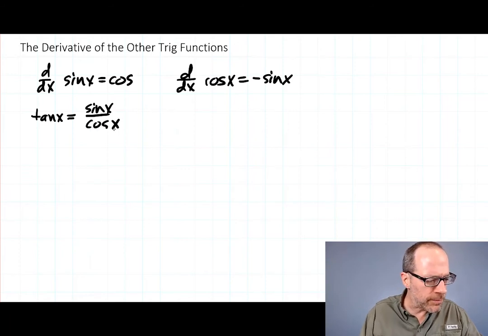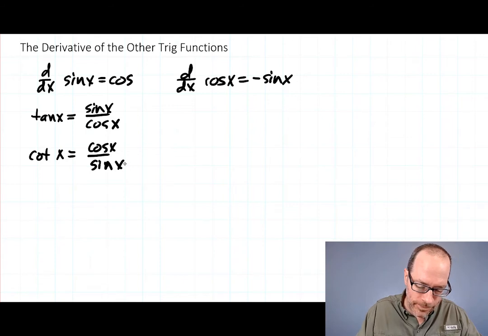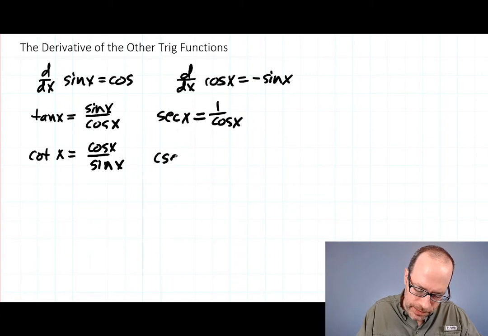Try to put it in the same order here. The cotangent, which is the cosine x over sine x. And then we've got secant. The secant is 1 over cosine. And the cosecant is 1 over sine.